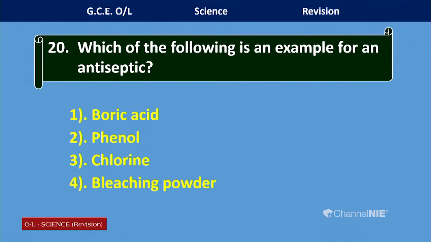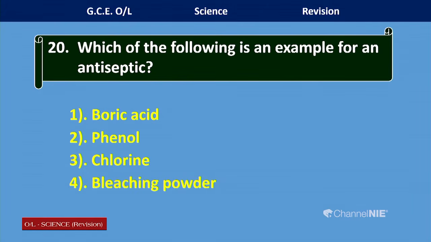Chlorine is sometimes used for the sterilization of drinking water, and bleach powder is also used for drains and in hospitals to kill germs, but you can't put these 2 on your skin because they are highly corrosive and can damage your cells. Other than boric acid, we mostly use surgical spirit also as an antiseptic.